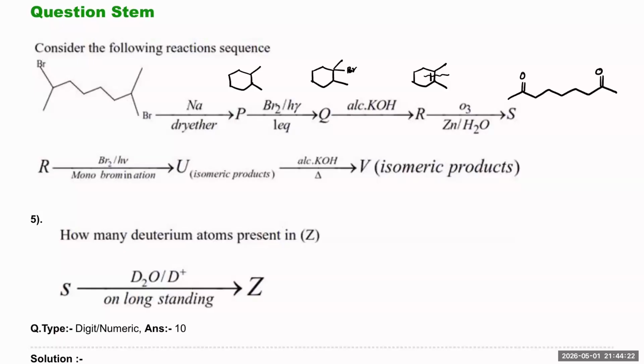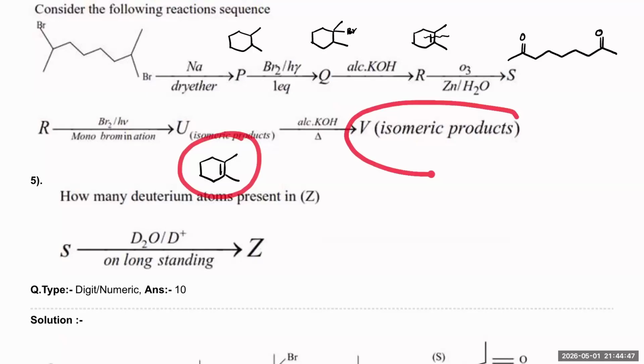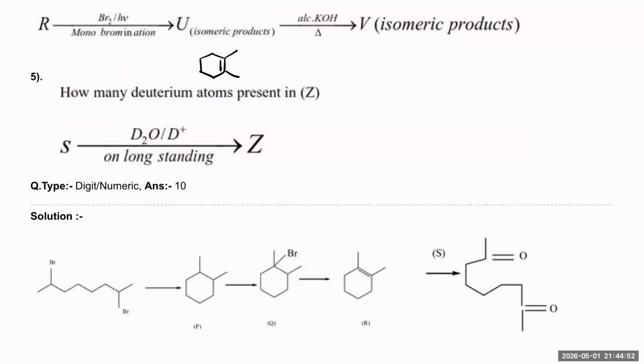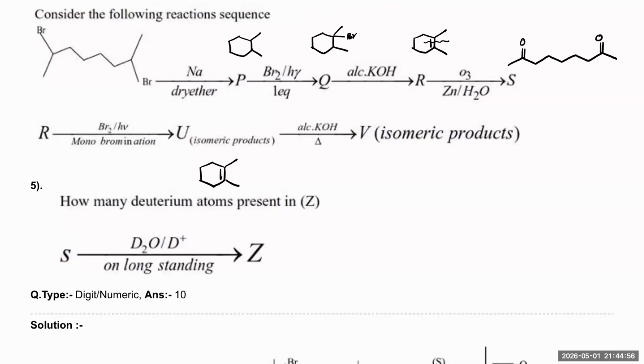And then we have R here, which is reacting with Br2, H nu once again. So here we have a double bond like this. Okay. And isomeric products, you can have a lot of isomeric products here. And that on alcoholic KOH will give you isomeric products as well. So how many isomeric products can you have here and how many isomeric products can you get here? That is the second evaluation. Let's go with the question first. How many deuterium atoms are present in Z? Okay. So if you take this S, let me copy that.